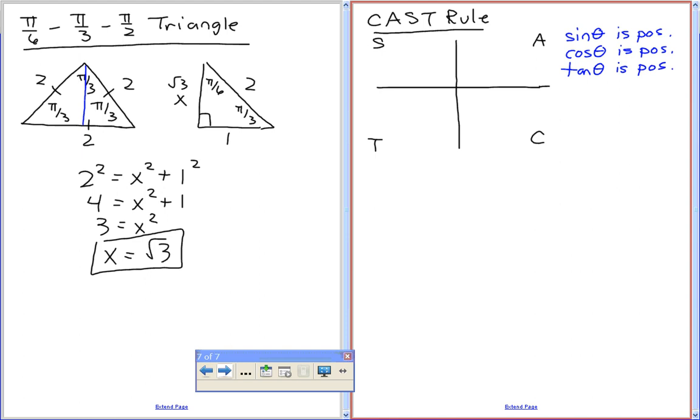Good. Caitlin, can you tell me what the S stands for, please? Very good. So sine theta is positive. Good. Matt, do you remember what the T means, please? Tangent theta is positive. And everything else is negative, so sine theta is negative, cos theta is negative, tan theta is positive.